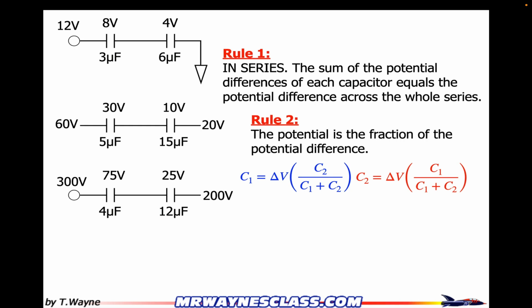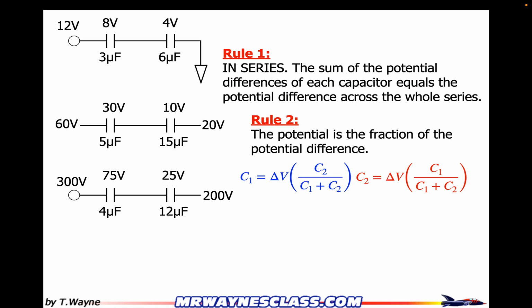So in my circuits, the potential difference across C1 is the fraction of the change in voltage across the combination times C2 over C1 plus C2. And if I look for C2, it'd be the change in voltage across the combination times parentheses C1 divided by C1 plus C2. You can see in the numerator that whichever capacitor I'm looking at, I use the other capacitor's value in the calculation.